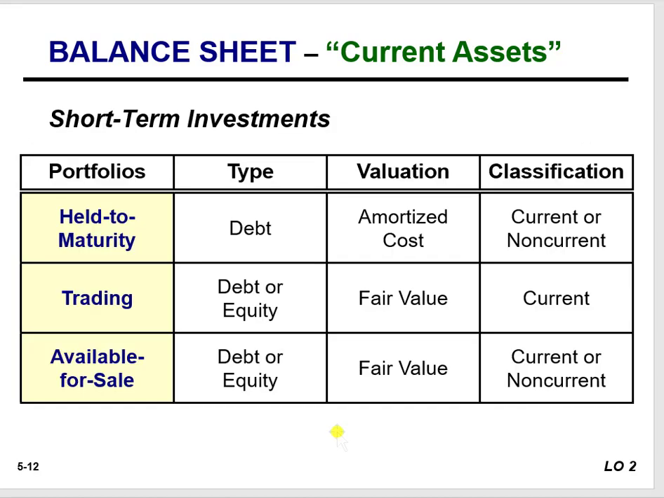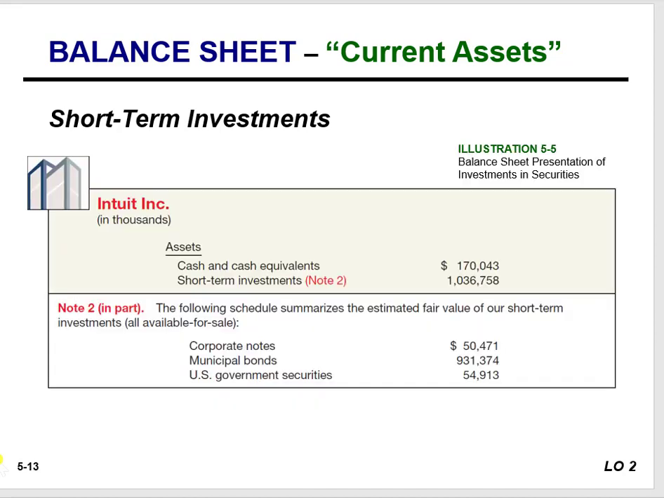Next, short-term investments. They consist of items that are displayed in this chart. Your portfolio can be held to maturity, trading, or available for sale. The type is debt or equity. Valuation is amortized cost or fair value, and they can be current or non-current. So for short-term investments, here you have an example. We have cash and cash equivalents again of $170,000. Then you have some short-term investments of $1 million, and they have note 2 that accompanies them. The following schedule summarizes the estimated fair value of our short-term investments available for sale. What makes up the $1 million is corporate notes, municipal bonds, and U.S. government securities.